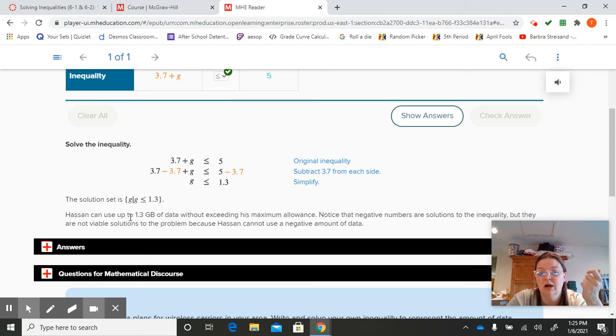Therefore, Hassan can use up to 1.3 gigabytes of data without exceeding his maximum allowance. Notice that negative numbers are a solution to the inequality, but they are not viable solutions to the problem because Hassan cannot use a negative amount of data. So if we were talking about domain and range, right, he's not going to go into the negative. So a negative number would not be realistic.